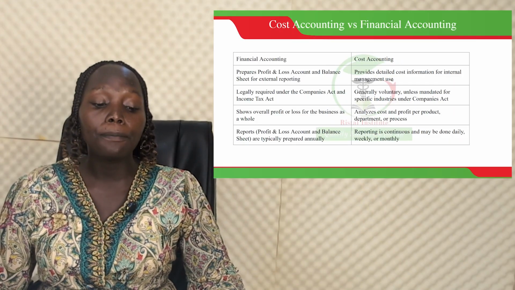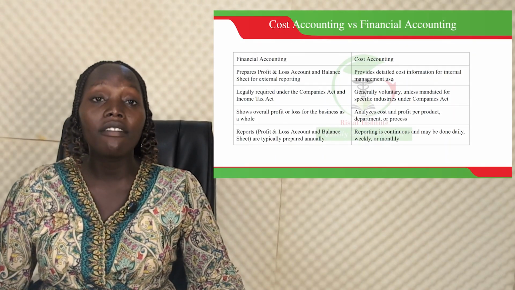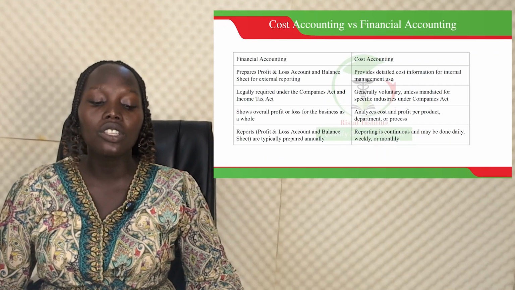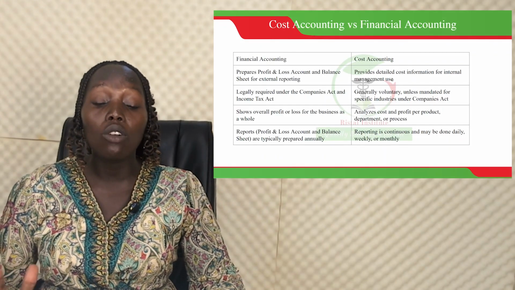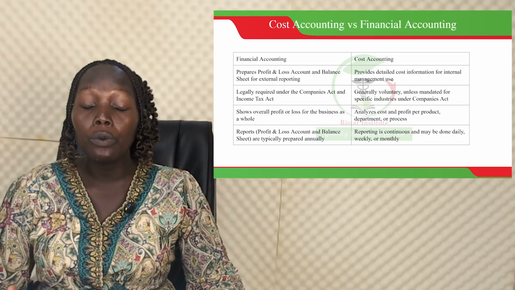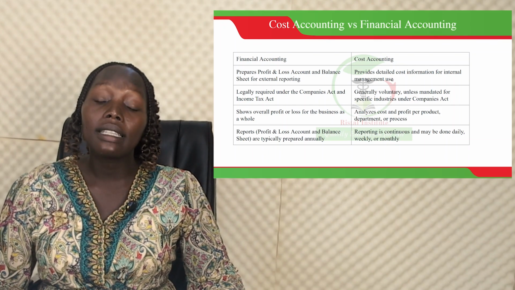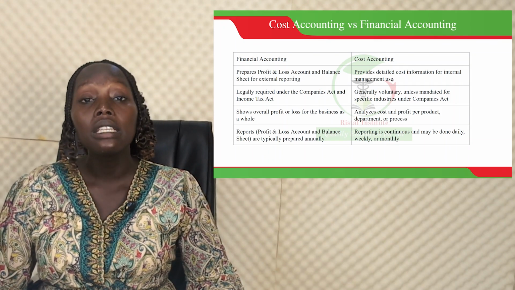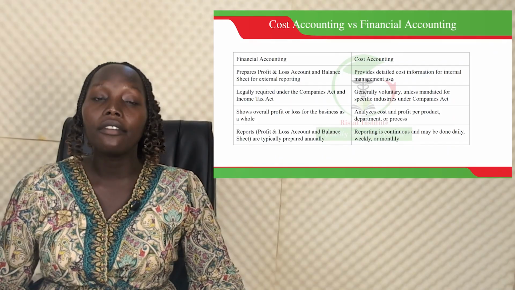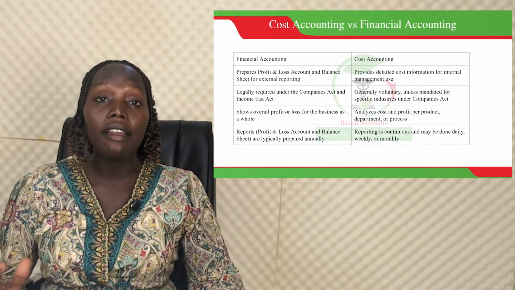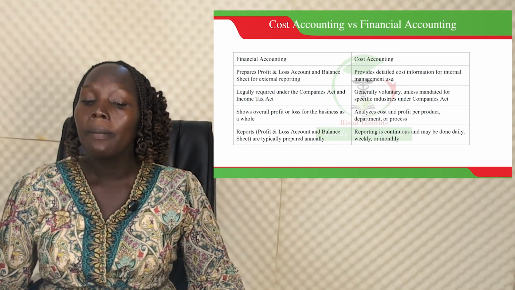And then also in financial accounting, the reports, that is the profit and loss account and the balance sheet, are typically prepared annually or monthly. But in cost accounting, reporting is continuous and may be done daily, weekly, or monthly. Depending on the business, they can decide to do it daily. Every day you determine the cost of a certain product, or weekly, or monthly.